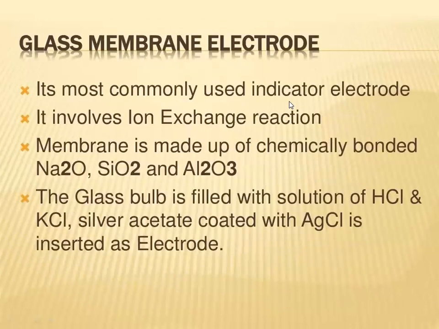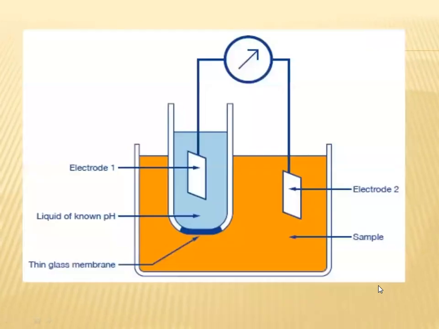Now we have glass membrane electrode. This glass membrane electrode is the most commonly used indicator electrode, and that involves ion exchange reaction. The membrane is made up of chemically bonded Na2O, silica, Al2O3. So we have a glass bulb which is fitted with solution of HCl and KCl. Silver wire coated with silver chloride is inserted as electrode. Okay, so here we can see this.